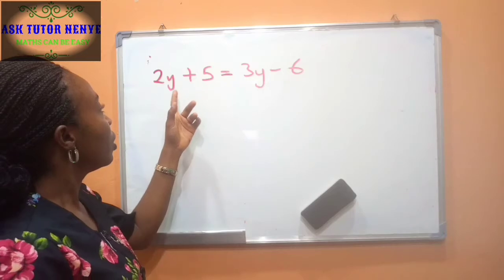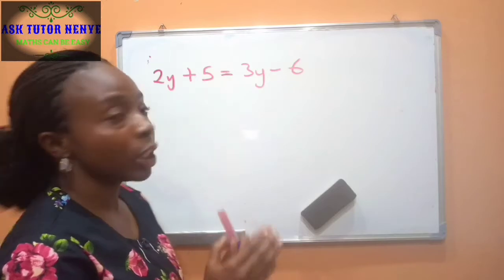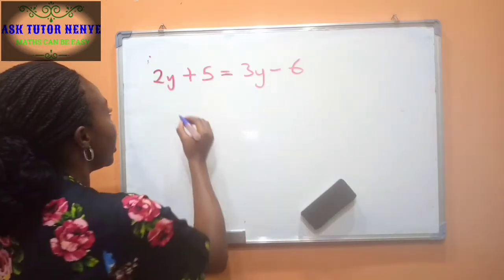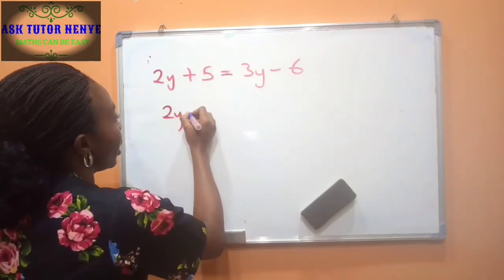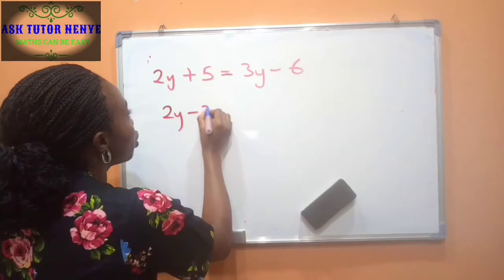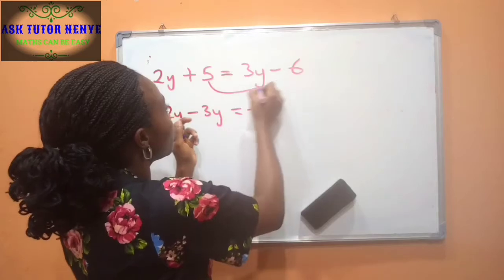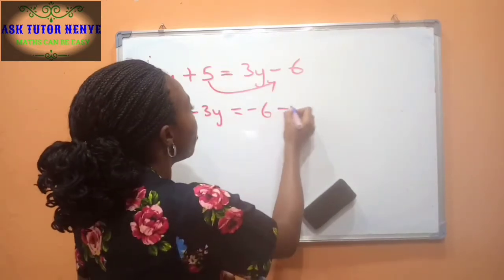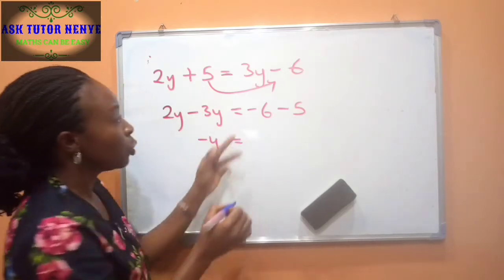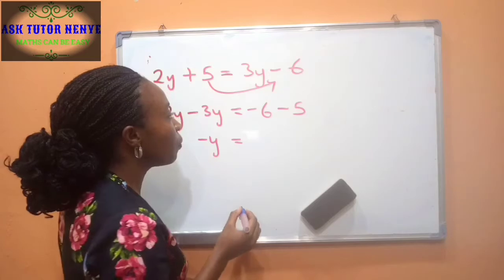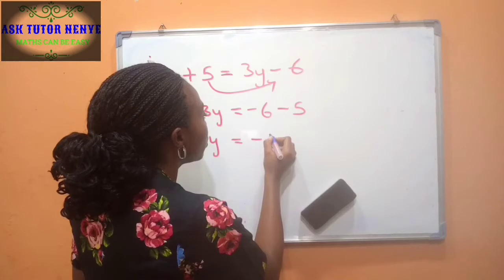You can notice that we have a y variable both on the left hand and on the right hand side. The first thing you want to do here is to collect like terms. So in collecting like terms, you're going to have 2y. Once the 3y crosses to the left hand side, we are going to have minus 3y equals to minus 6. This crosses toward the right hand side, it becomes what? Minus 5. 2y minus 3y gives us minus y equals to minus 6 minus 5. Minus 6 minus 5 gives us minus 11.